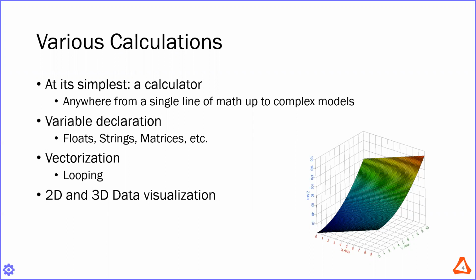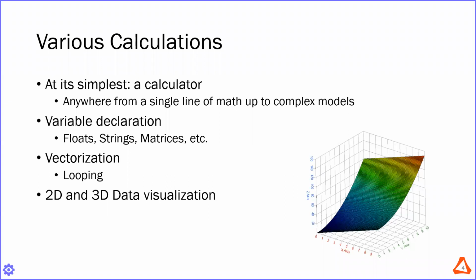And then again, it being an OML, it's very strong in vectorization. A lot of times you might be interested in looping, but we can speed that up and do calculations more efficiently with vectorization than a standard for loop or while loop. And then, of course, any of this data you can visualize in 2D or 3D, depending on what your needs are.